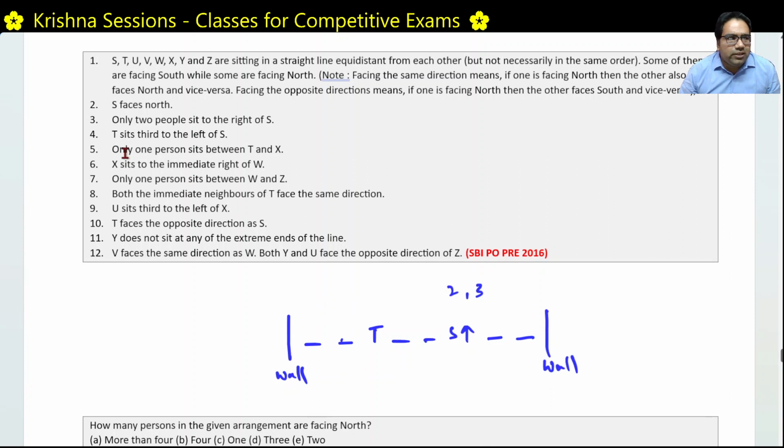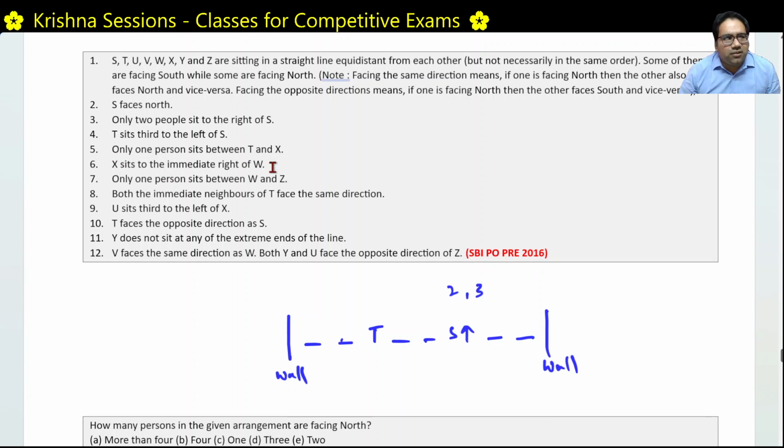Now, as per condition number five, only one person sits between T and X. That means X can be here or X can be here. Irrespective of the direction, we don't know the direction of T and X, but X can be here or X can be here. This is condition number five.